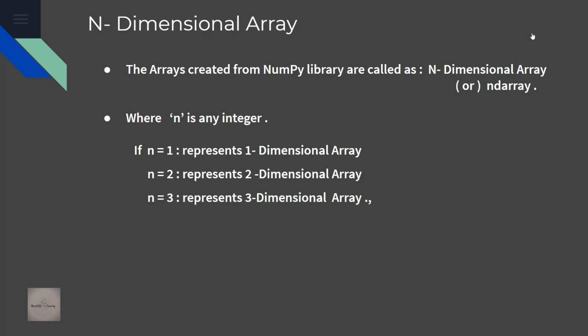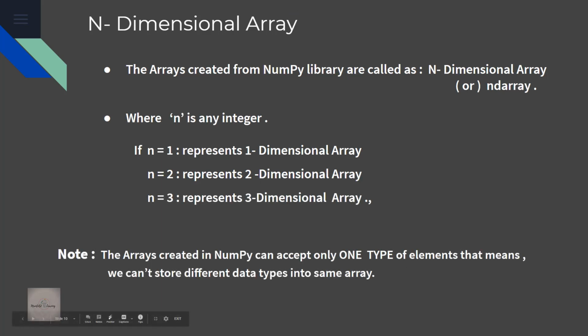So if this n is equal to 1, then it represents a 1D array. If n is equal to 2, then it represents a two-dimensional array. In the same way, if n is equal to 3, then it represents a three-dimensional array, and so on. Got it? But here I want to state one more important thing: the arrays created in NumPy can accept only one type of elements. That means we cannot store different data types in the same array. Got it? Great.